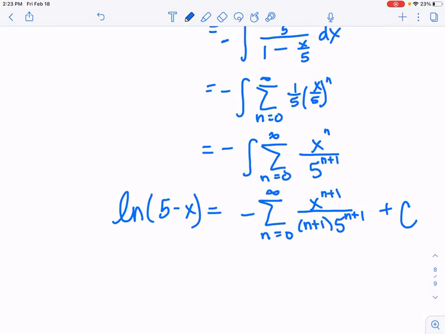What is our radius of convergence? Okay. 5 is our radius of convergence. So from -5 to 5, we can check our endpoints.